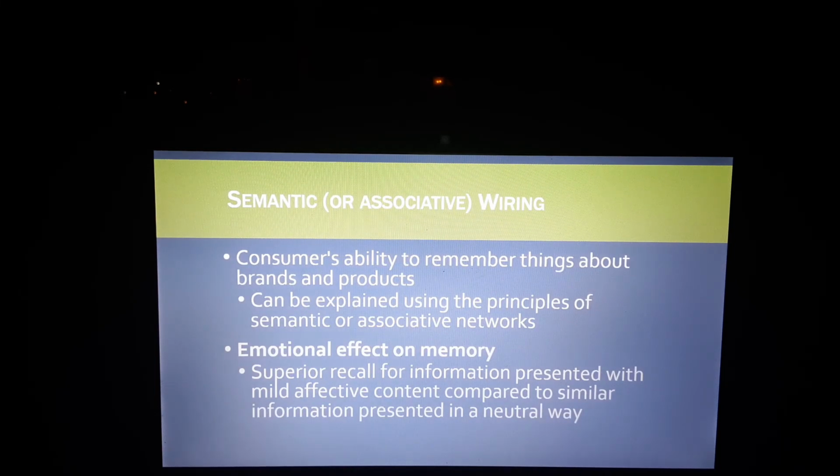So semantics, we talked about semantics a little bit before in previous chapters, or semantic or associative, like associating a brand or a product with something positive. And this idea of associative networks. So brands want to maintain as many positive associations as possible. That's why you'll often see brands and large companies sponsoring events and that kind of thing, so that people feel good about the product and people feel good about the brand.